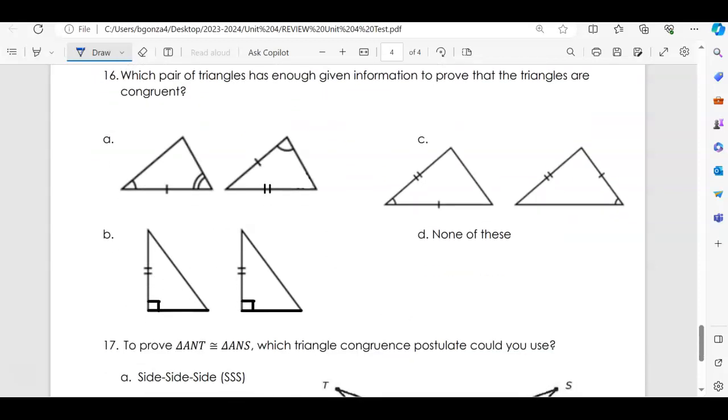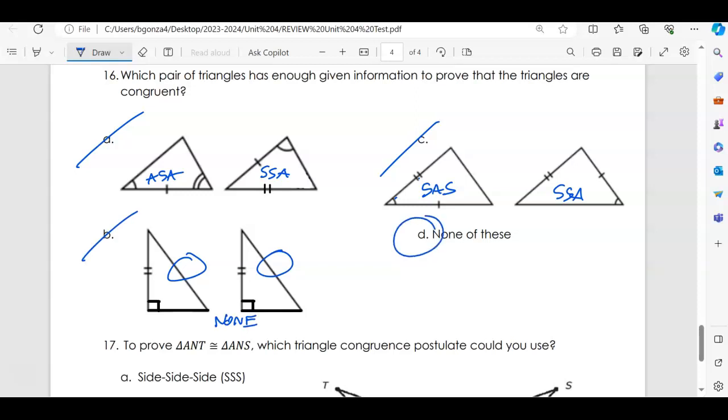16. Which pair of triangles has enough information? Now this one is ASA, but this one is AS or SSA. Those don't even match. C, side, angle, side, or side, angle. Again, they don't match. B, it looks like HL, but it's angle, side, nothing. This is none. So yeah, none of these are congruent.